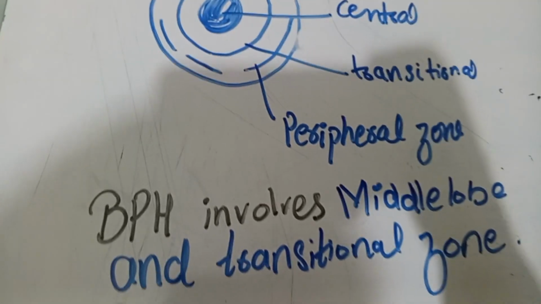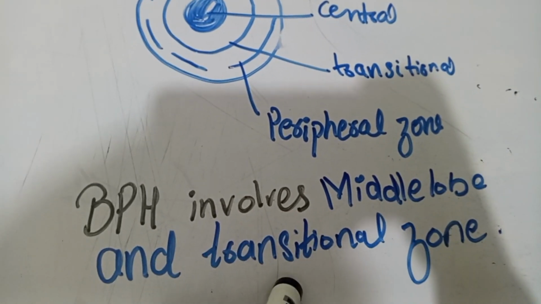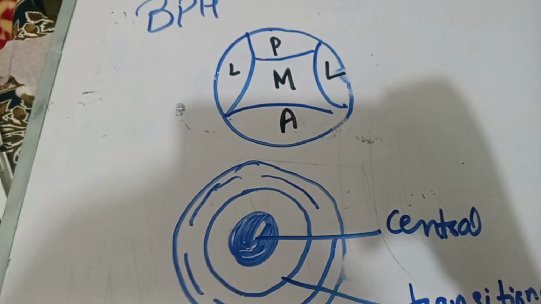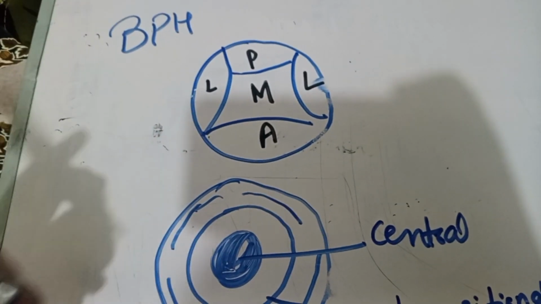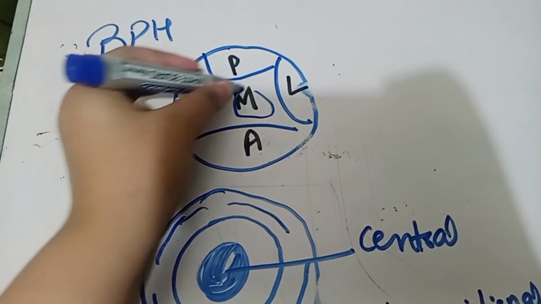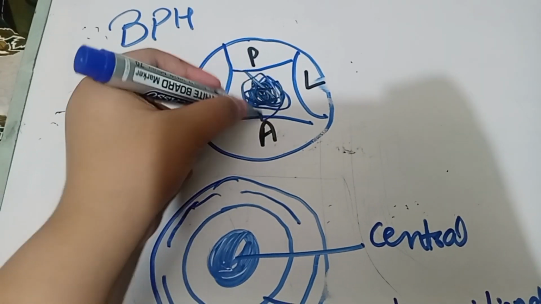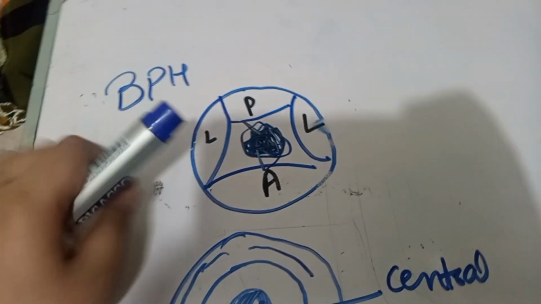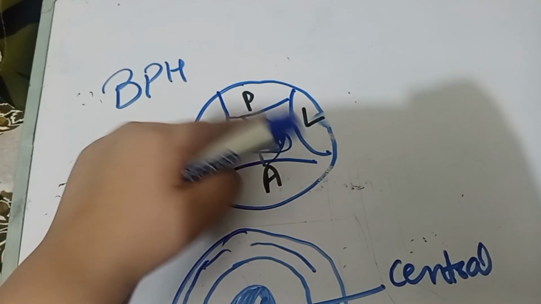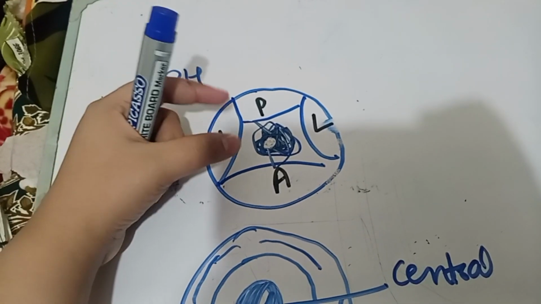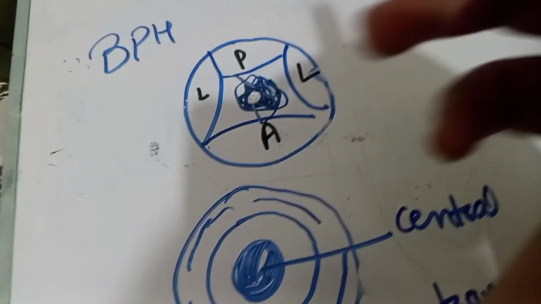So BPH usually involves the middle lobe and the transitional zone. Let me show you the BPH involvement. BPH usually involves like this: the middle lobe and the transitional zone. In the middle lobe we have the urethral opening. So you can imagine if the prostate is enlarged. Okay, let me show you.